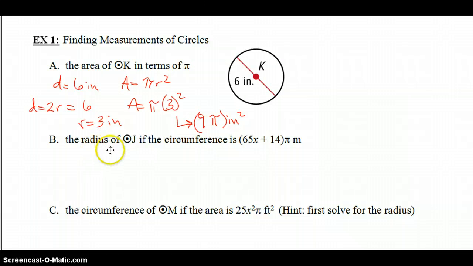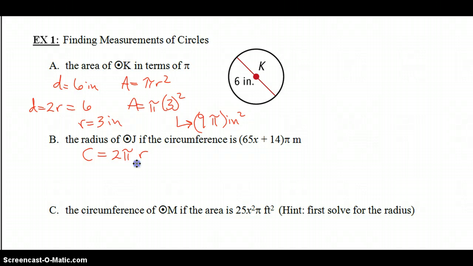In example 1b, we are asked to find the radius of circle J if the circumference is (65x + 14) times pi meters. So if we're finding the circumference, there's one of two formulas we can use. We can either use circumference equals pi times diameter, or circumference equals 2 pi r. If we're looking for the radius, that second option is really the one we should use. So we're going to use this formula: circumference equals 2 pi r.